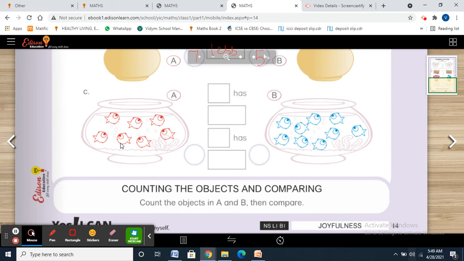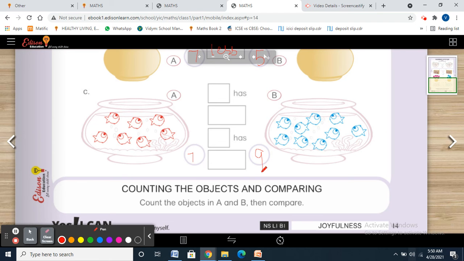Now you have A and B. Okay, there are two ponds, you can say, or you can say aquarium. So A aquarium and B aquarium. Now you have to count the fishes in the aquarium. So one, two, three, four, five, six, 7. So 7 in A. One, two, three, four, five, six, 7, 8, 9. 9 in B.